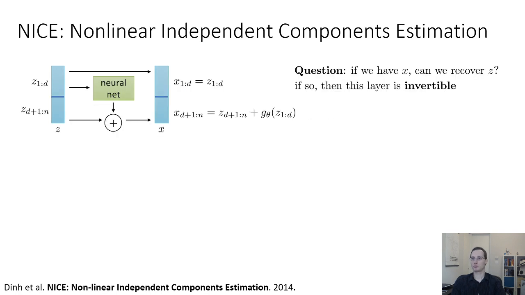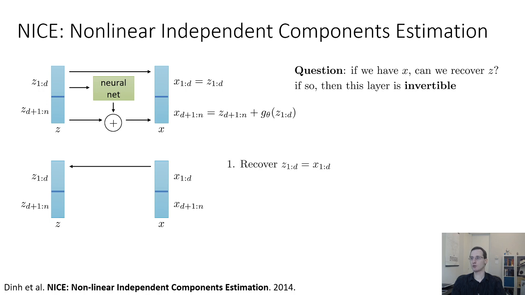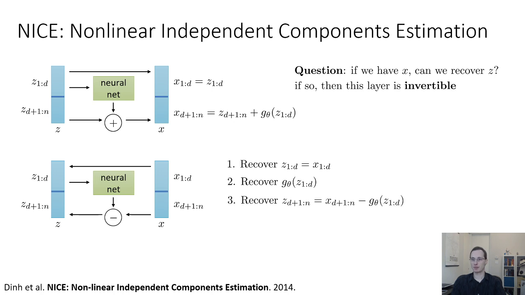Okay. So here's the process. Now, to go backwards, we have x and we need to figure out z. So step 1, recover z1 through d. You know that z1 through d is just equal to x1 through d, so recovering that is very easy. Step 2, recover g theta of z1 through d. Recover that neural net part. And once you've recovered that, then you can recover the second part of z by taking the second part of x and subtracting off the neural net part. So that's how you can compute the inverse of this layer.